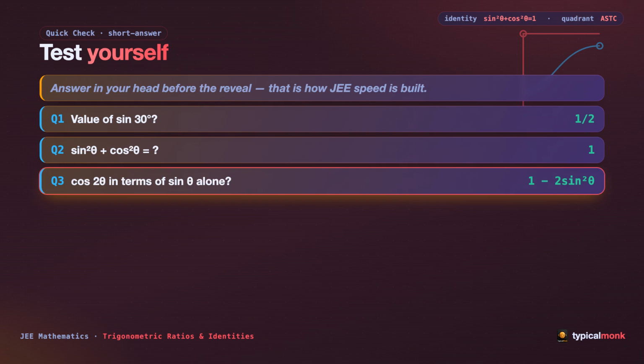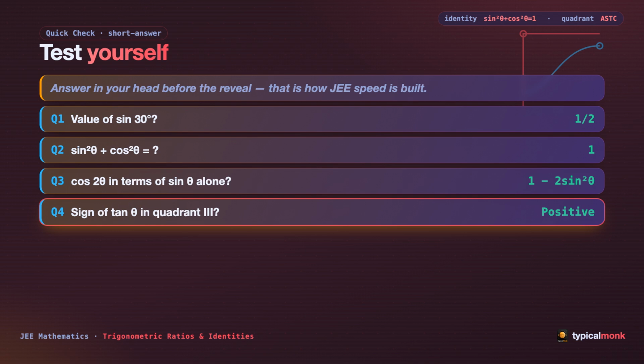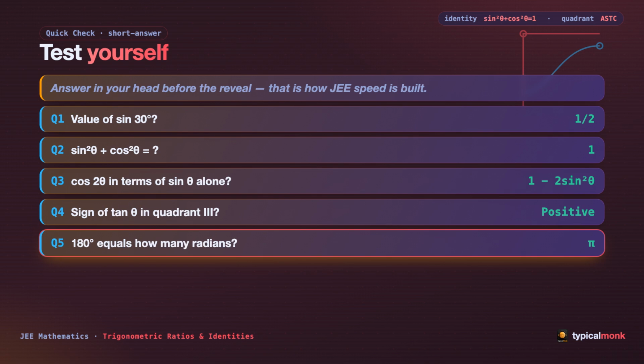1. Always. Question 3. Write cosine 2 theta using sine theta alone. 1 minus twice sine square theta. Question 4. What is the sign of tangent theta in the third quadrant? Positive. And question 5. 180 degrees equals how many radians? Pi radians, exactly. If you caught all 5, you have truly understood today's class.